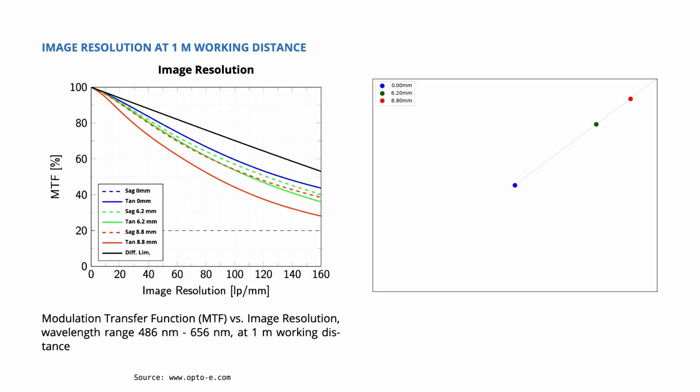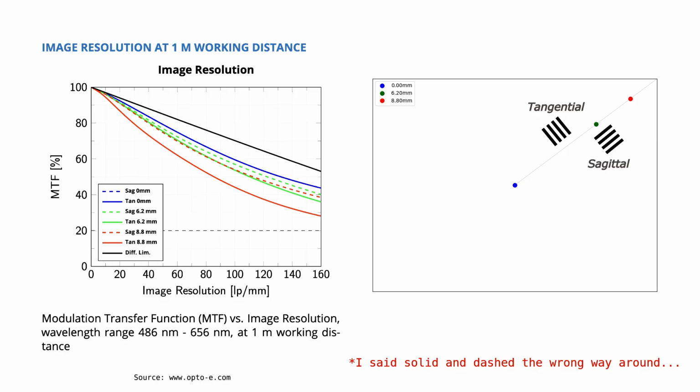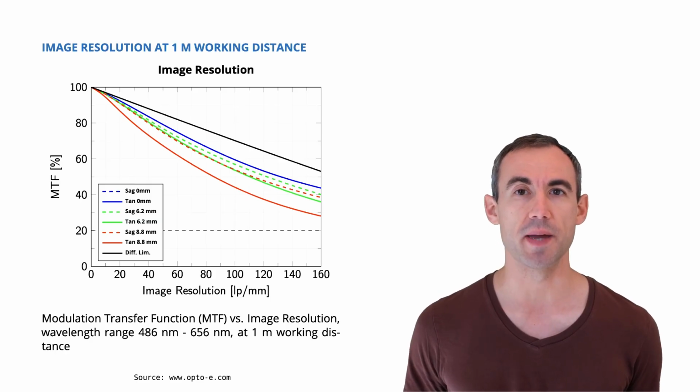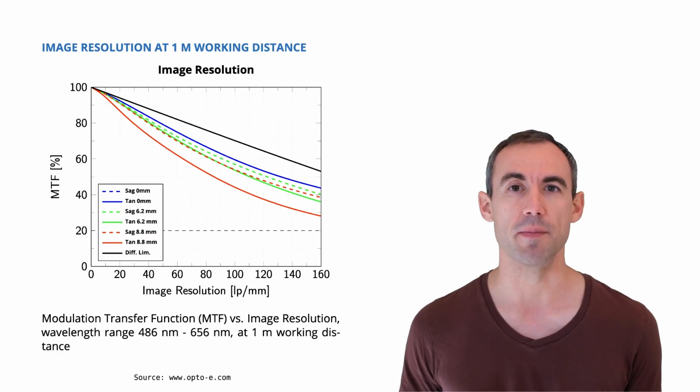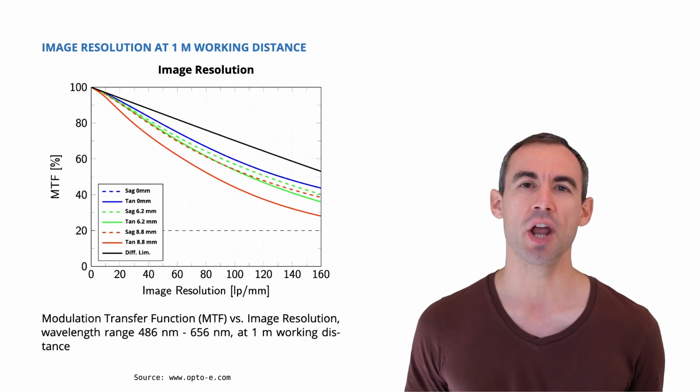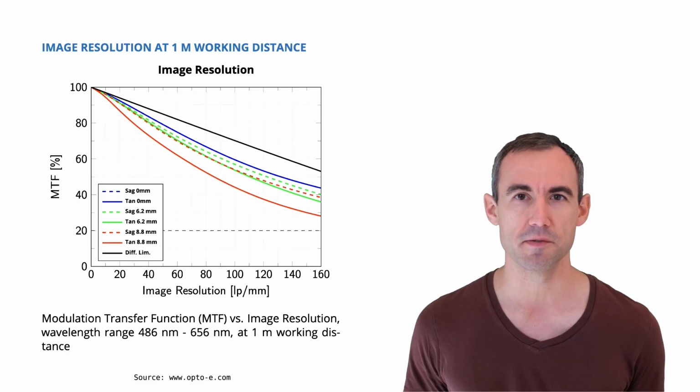Some aberrations, like for example astigmatism, affect the lens's ability to resolve details in different directions. On this chart, the solid lines refer to the contrast of line patterns along the diagonal, whereas the dashed lines refer to the contrast of line patterns perpendicular to the diagonal. So clearly, the contrast that we get for a certain spatial frequency can vary quite a lot depending on which part of the image we're looking at and depending on how the pattern is aligned with our lens.